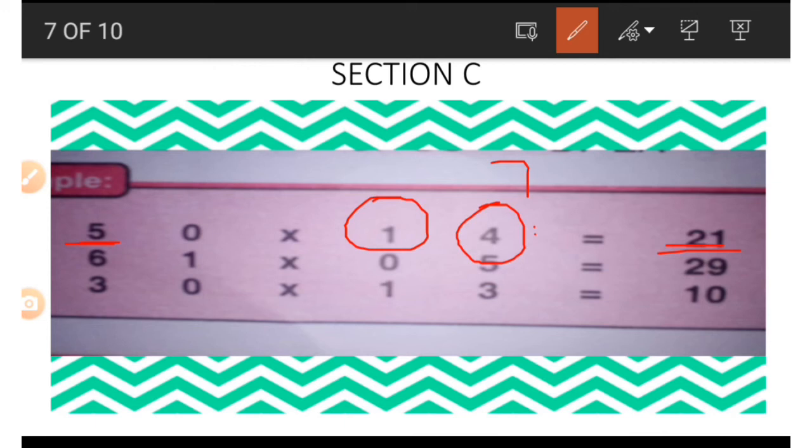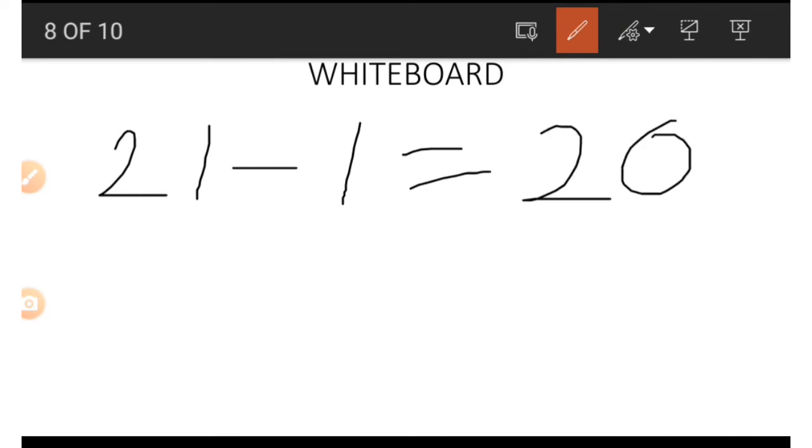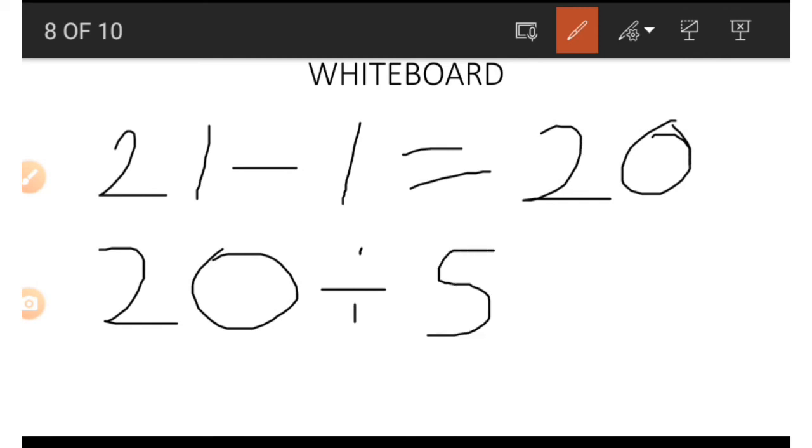So the first thing you try to do when you are solving this to get what is in the missing position, you first of all subtract that 1. So what do you get? You have a 20. Then to now get that missing number 4, you have to divide 20 by 5. Alright, so 20 divided by 5, that gives us a 4.